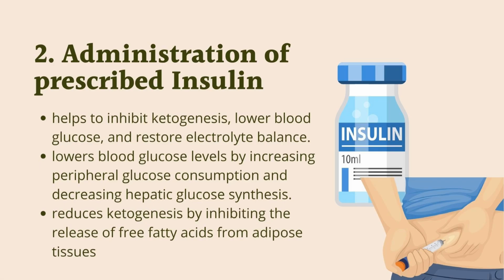Insulin therapy helps to inhibit ketogenesis. It also lowers blood glucose level and restores electrolyte imbalances in the patient. Insulin treatment lowers blood glucose levels by increasing peripheral glucose consumption and decreasing hepatic glucose synthesis. It also reduces ketogenesis by inhibiting the release of free fatty acids from adipose tissues.